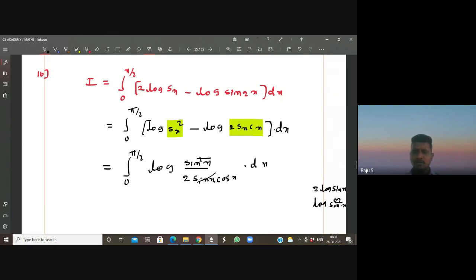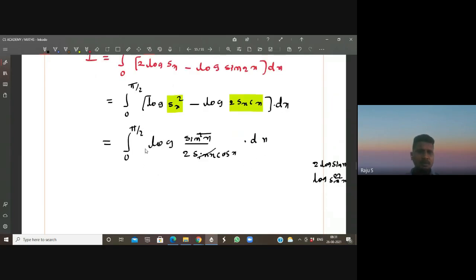Okay, so we can cancel one sine. Then after that, we are going to get integral 0 to pi by 2. Sin gets cancelled. What is the remaining value, students? Remaining value: sin x by 2 times 2 cos x. So here, log sin x by cos x minus log 2.